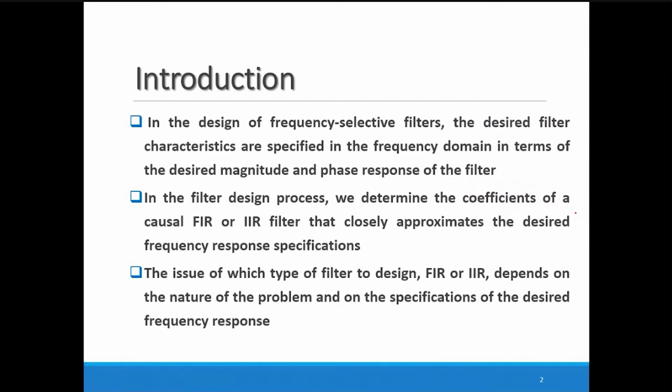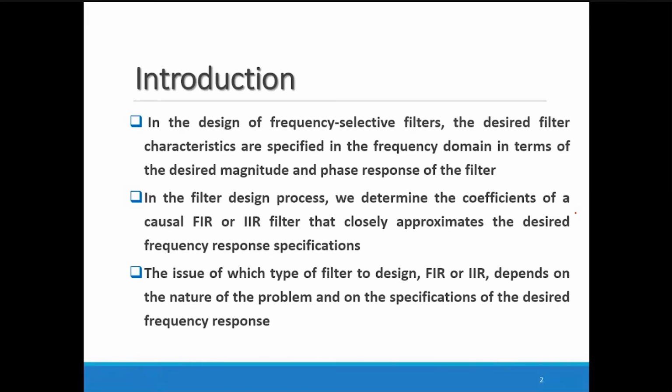Okay, so in the filter design process, we determine the coefficients of a causal FIR or IIR filter that closely approximate the desired frequency response specification. So first we specify what type of magnitude response and phase response we require. That is known as our specifications. Based on that, we decide whether we use a causal FIR filter or IIR filter to closely approximate these parameters.